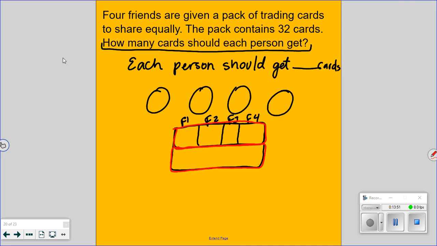Are these two problems different? These problems, the same or different? All right. How many cards do I have? Marley? 32. It tells me that right in the problem. All 4 of my friends put together are going to have 32 cards. They're exactly the same.